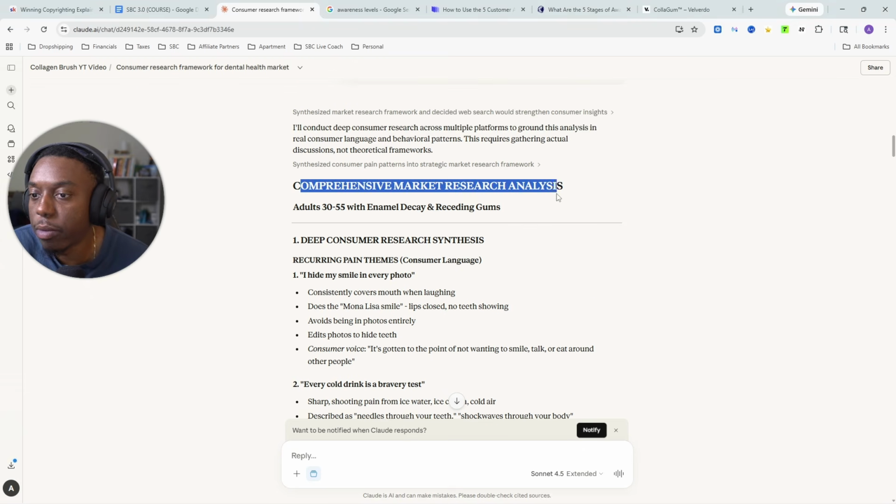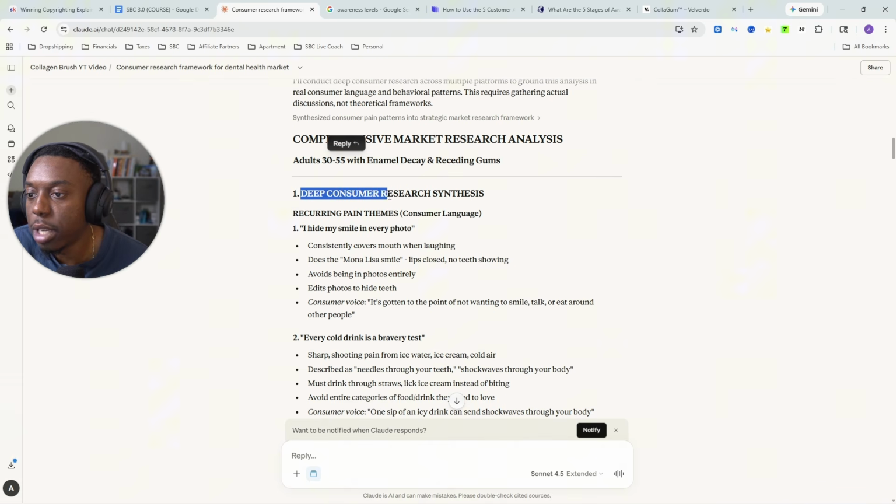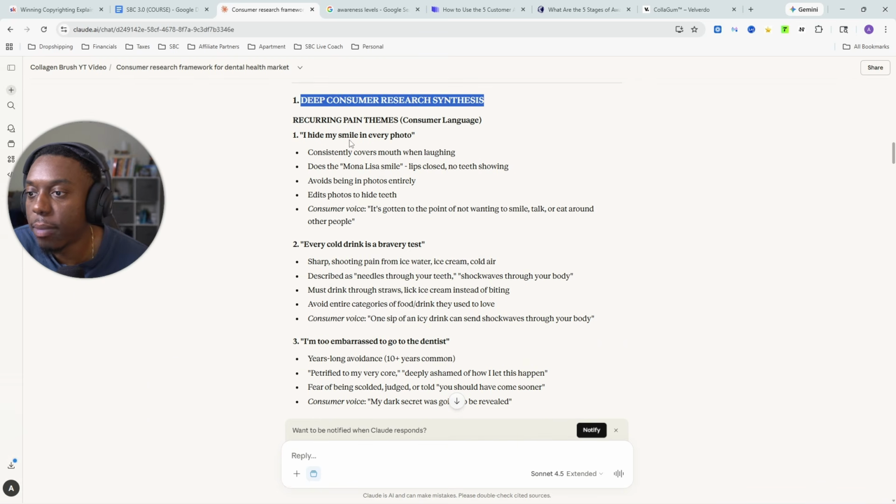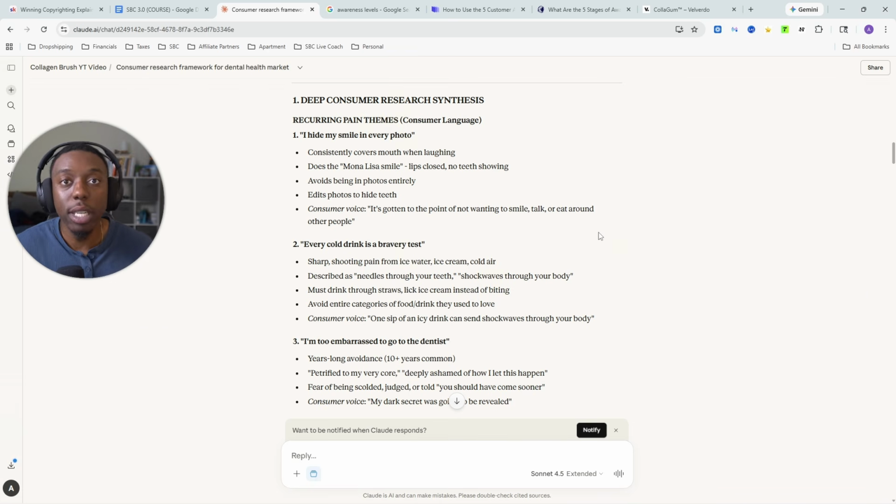So comprehensive market research analysis, adults 30 to 55 with enamel decay and receding gums. So deep consumer research synthesis. I hide my smile in every photo. So first off, we need to understand what are some of the common characteristics of these people. What are some actions that if we were to address them in our long form copy, they would resonate with because it's something that they do or they feel.